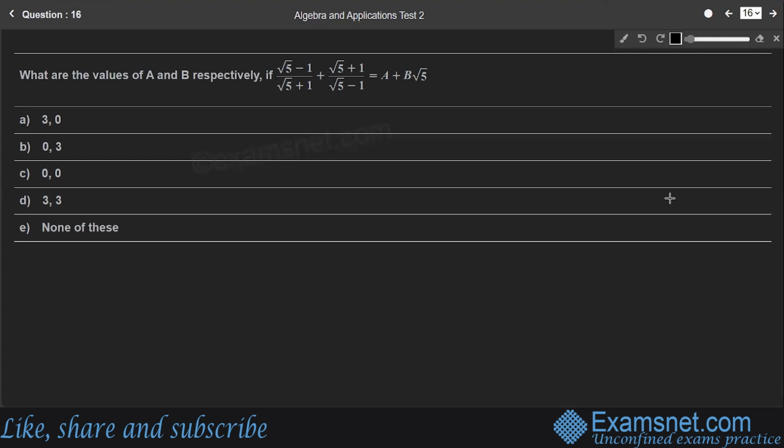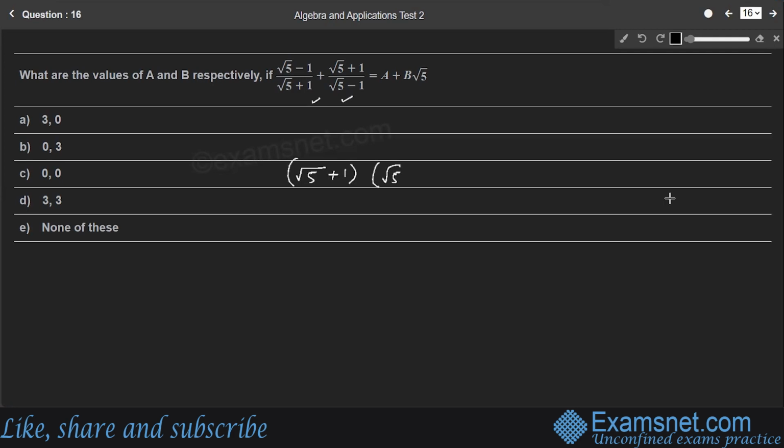Question 16. What are the values of a and b respectively if root 5 minus 1 by root 5 plus 1 plus root 5 plus 1 by root 5 minus 1 is equal to a plus b root 5? Right? Here, students, we are just simplifying the given equation to find the values of a and b. Right? So, to simplify, we are taking the LCM of the denominators. Right? Here, denominators are root 5 plus 1 and root 5 minus 1. Their product is nothing but their LCM, right?